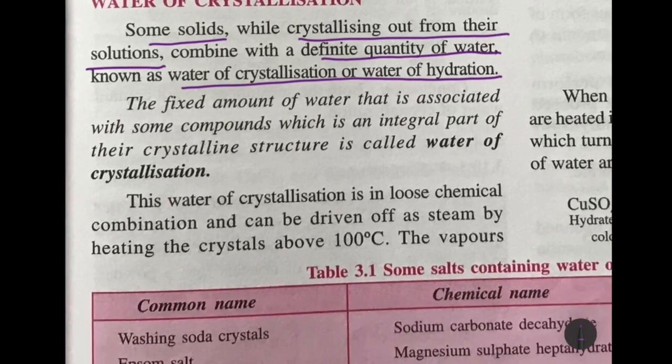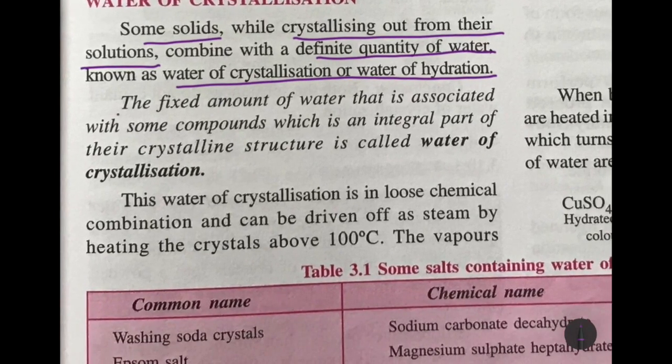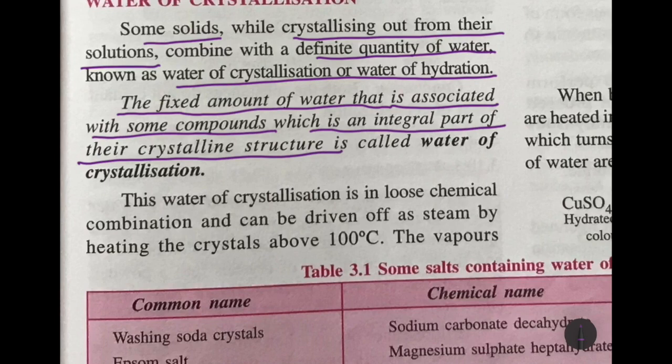So, to define the water of crystallization, it is the fixed amount of water that is associated with some compounds, which is an integral part of their crystalline structure. Integral means the main part. If it is not there, then the salt will not have a crystalline structure. So this is the definition of your water of crystallization.